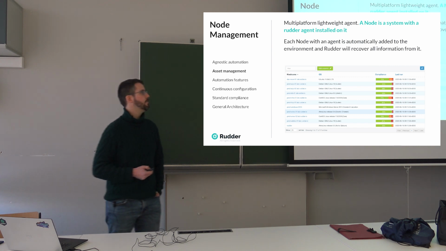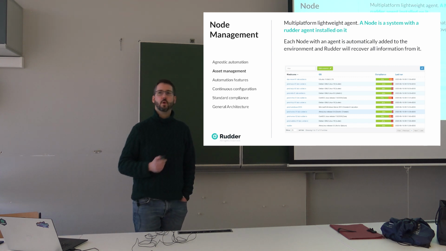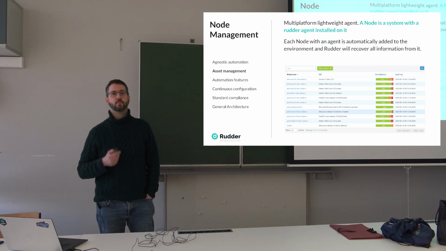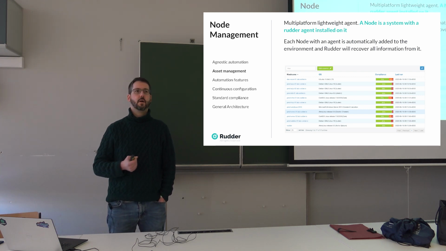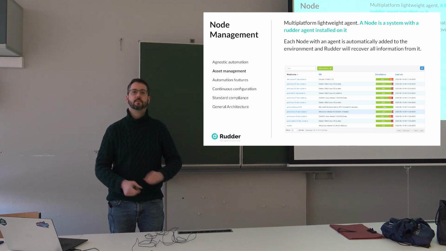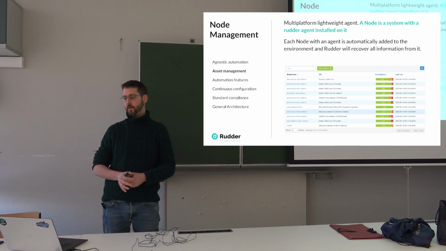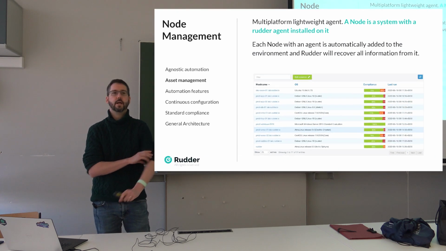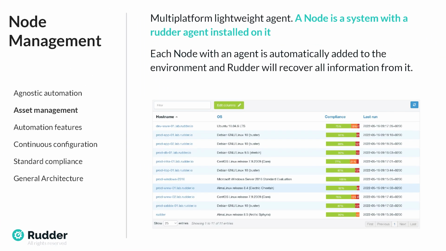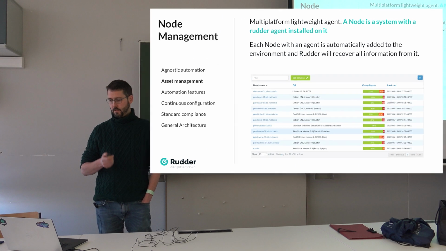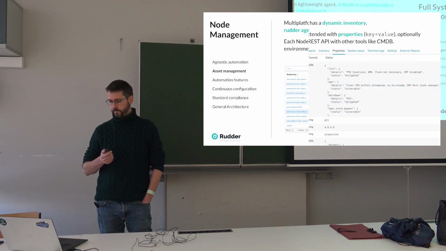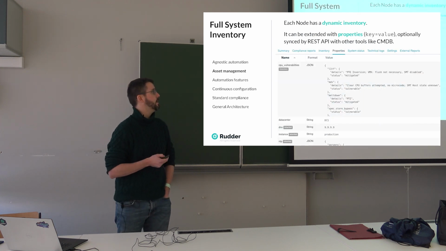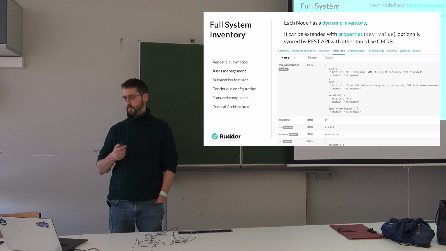In Rudder, we manage something called nodes. A node is a system that has a Rudder agent installed on it. So, as you understood, Rudder needs an agent installed on every managed system. The agent will automatically make an inventory of the managed system and send it back to the Rudder server. So the nodes have a dynamic inventory updated regularly.